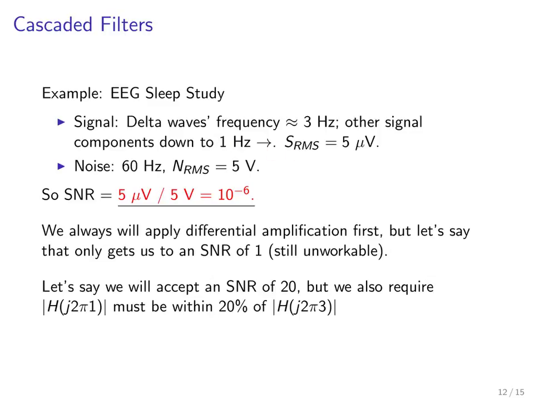Our RMS signal is going to be about 5 microvolts. That's very small. On the other hand, our noise is at about 60 hertz, so it's a little ways away from the maximum signal frequency we care about. But the noise RMS is huge; it's 5 volts. So our time domain SNR is going to be 5 microvolts divided by 5 volts, which is 10 to the minus 6. That's horrible SNR.